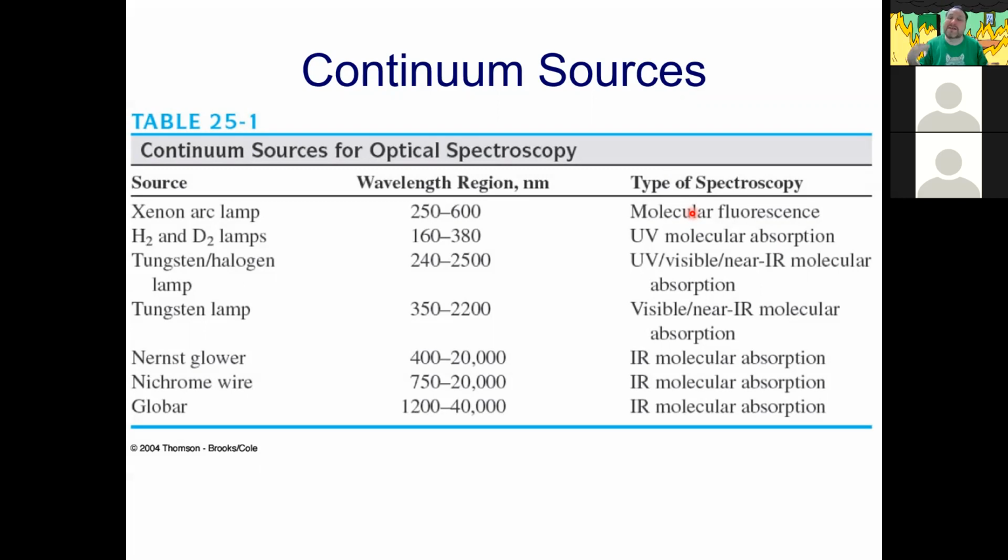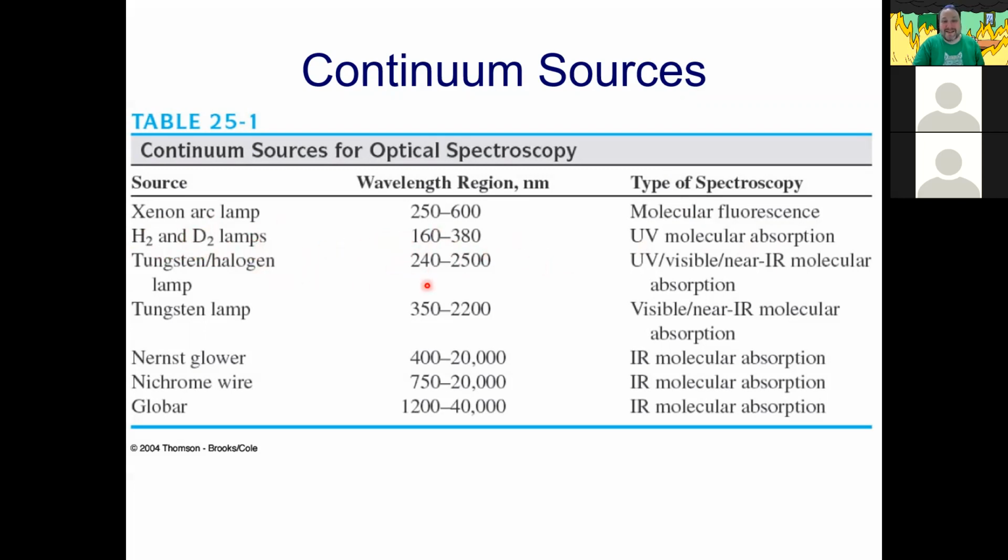That black light is actually ultraviolet light, and so your neon stuff is going to be fluorescent. You're exciting that with ultraviolet radiation. H2 and D2 lamps are going to give you UV light for molecular absorption. So the UV-Vis that we did had a deuterium lamp in it. Tungsten halogen lamp, right? Just like the ones you buy at Walmart, right?